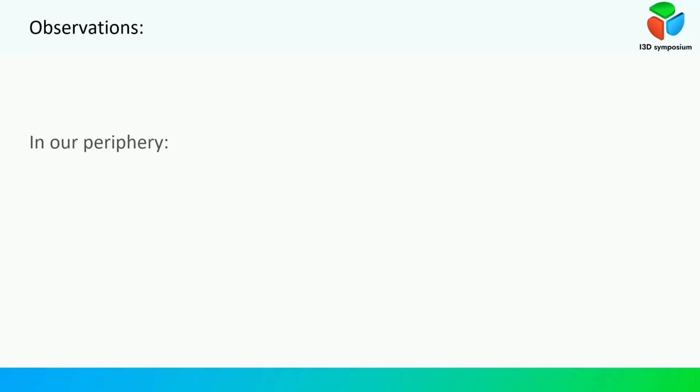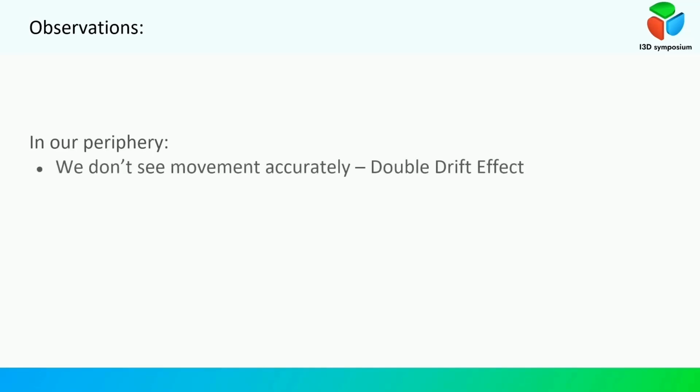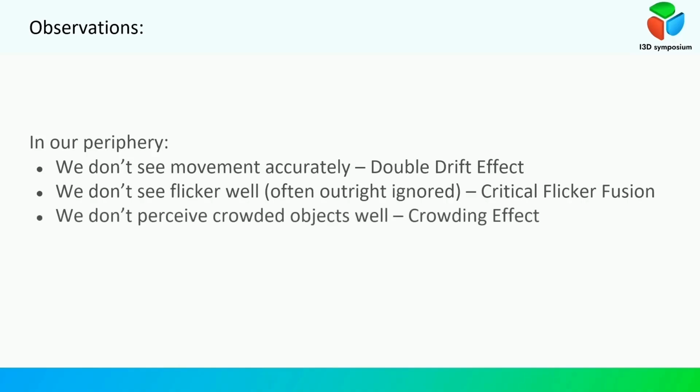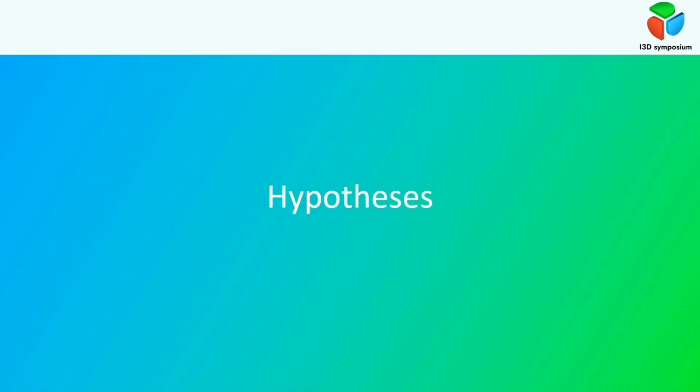So what do we observe? We observe that, one, in our periphery, we don't see movement accurately due to the double drift effect. We don't see flicker well, or we outright ignore it due to the critical flicker fusion. And we don't perceive crowded objects well due to the crowding effect. This leads us to our hypotheses.